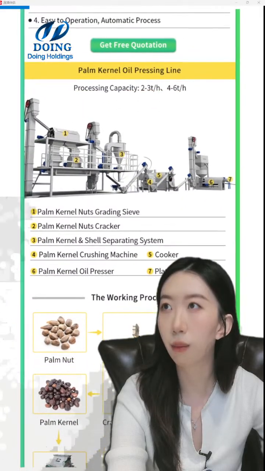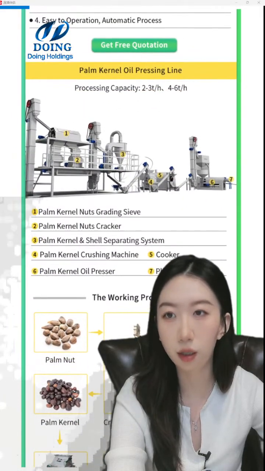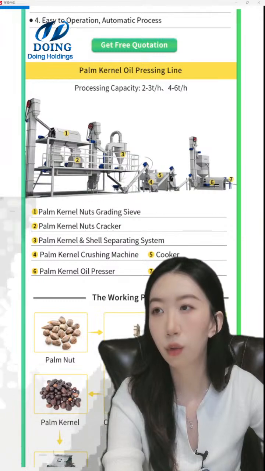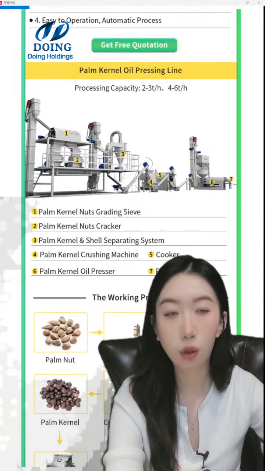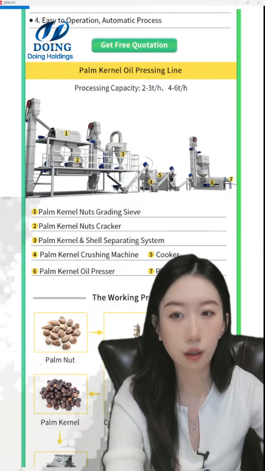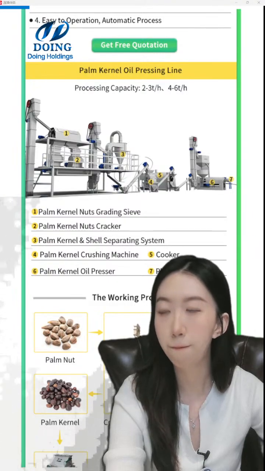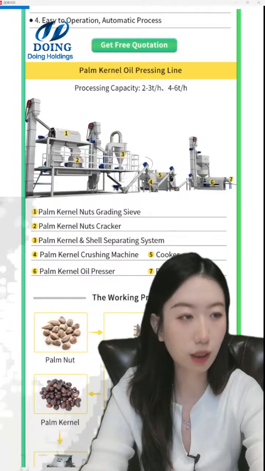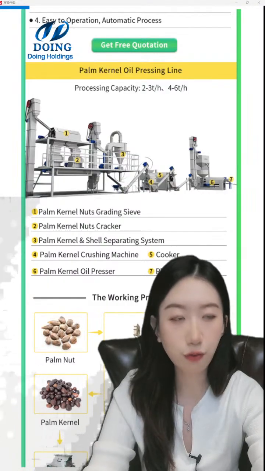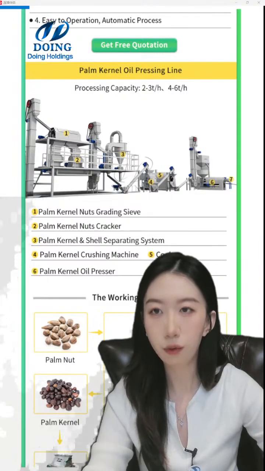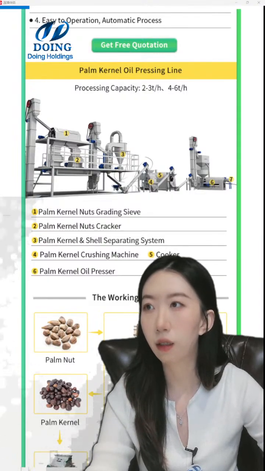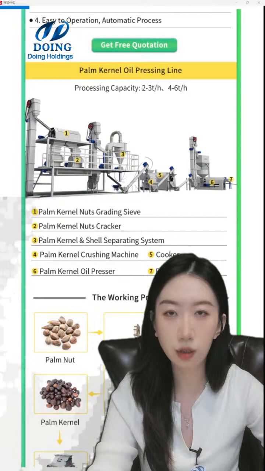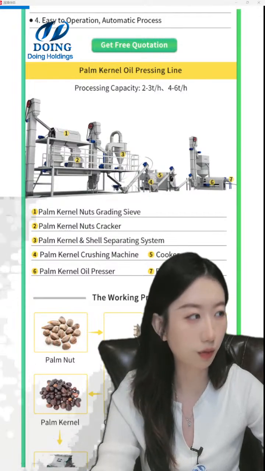The next is the palm kernel oil production line. It includes the kernel and shell splitting system, cracker, cooker, and palm kernel presser. The last one is the plate filter. This production line capacity is 2 to 3 tons per hour and 4 to 6 tons per hour. If you need a bigger capacity palm kernel oil production line, our engineer can give you customization.